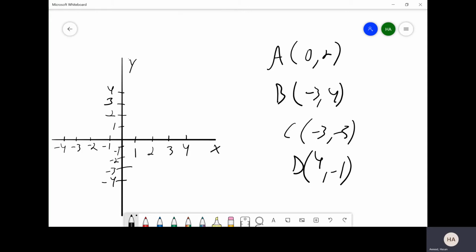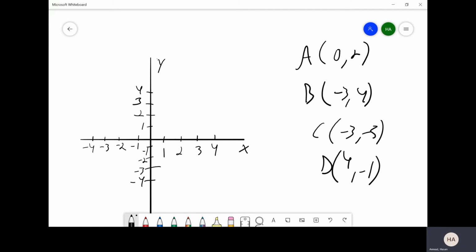Well, once again, to plot them, you're just following the components, right? So if x is always first, starting with A, your x component of A is 0, which means you haven't gone anywhere. So you're just stuck right in the center. And then your y component just tells you how far up or down you're going from the center, right? Since we're going positive 2, that means we're going up 2. So A is just going to be this point right here, and we can call it A.